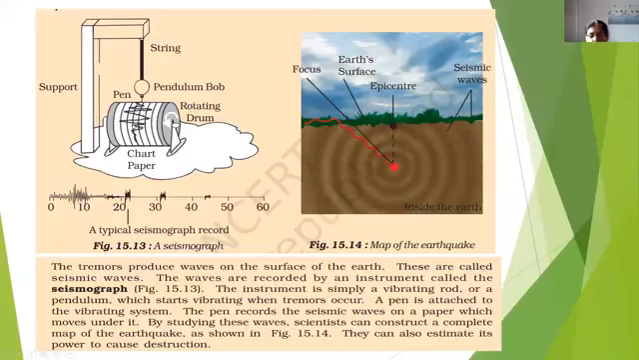And during an earthquake, the vibrating rod also starts vibrating, and a pen which is attached to the vibrating system moves on the paper kept below it, and this pen records the seismic waves on the paper which moves under it. And by studying the nature of the waves, scientists can construct a complete map of the earthquake, and they can also estimate its strength and power to cause destruction.